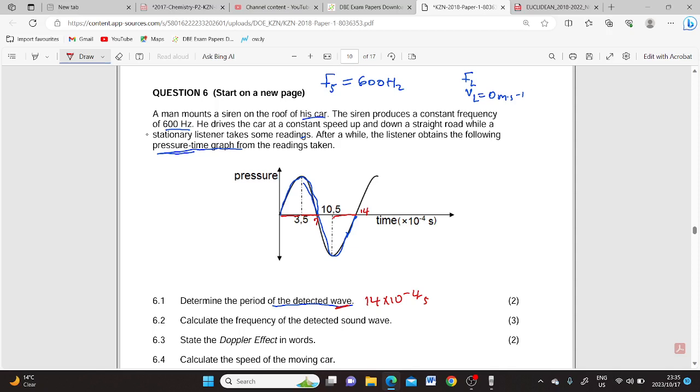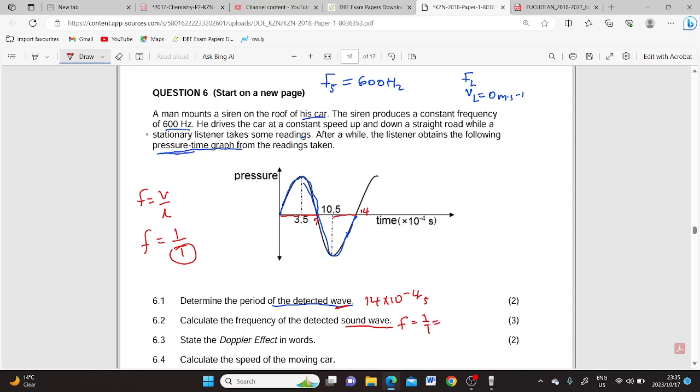Calculate the frequency of the detected sound wave. Because we're still on sound waves, we can calculate the frequency in two ways. We can have the frequency equals V over lambda, but here we don't have the lambda. So the other formula for frequency is F equals 1 over T. We have the period in seconds, so we're going to use that: F equals 1 over T.